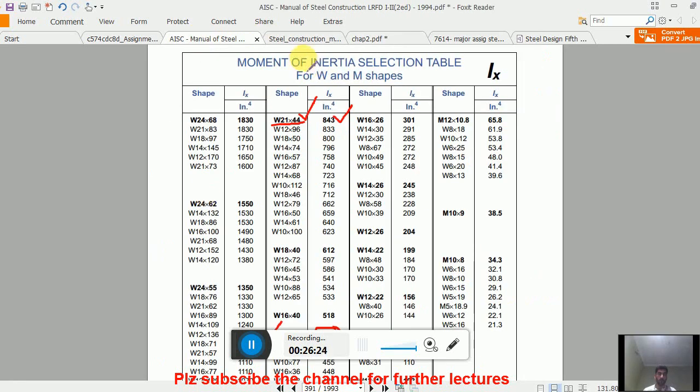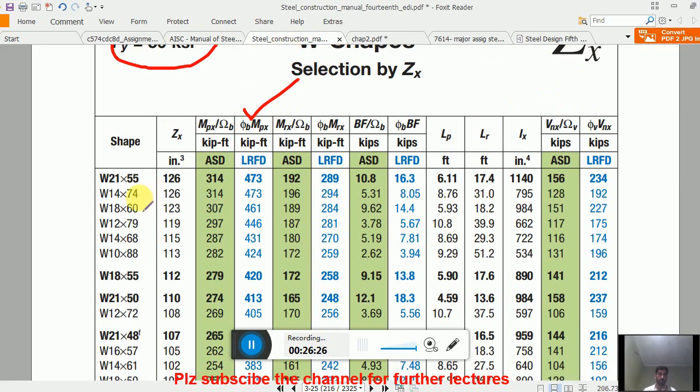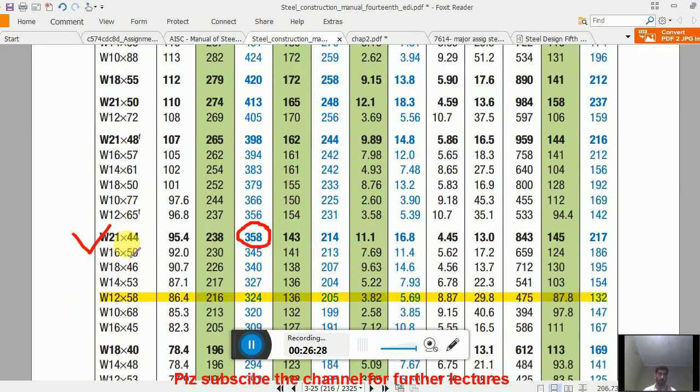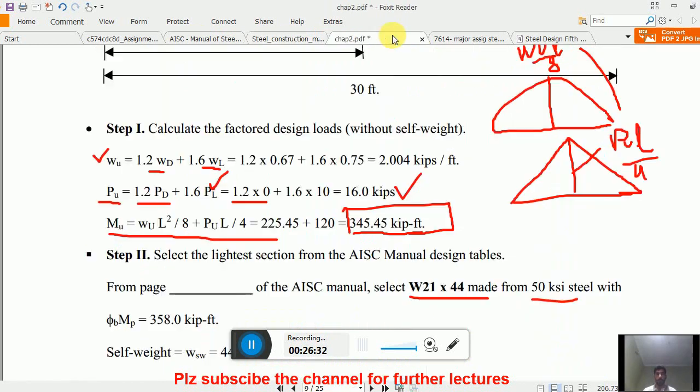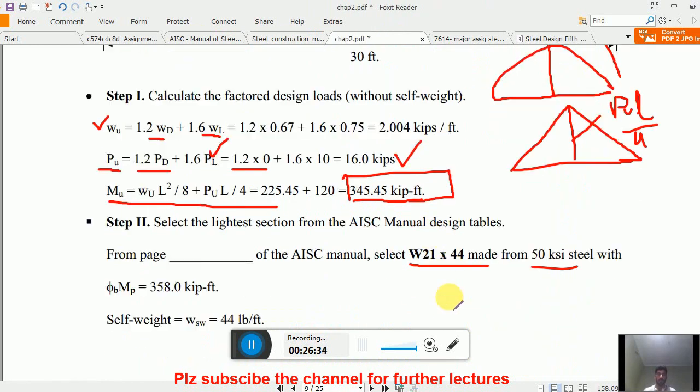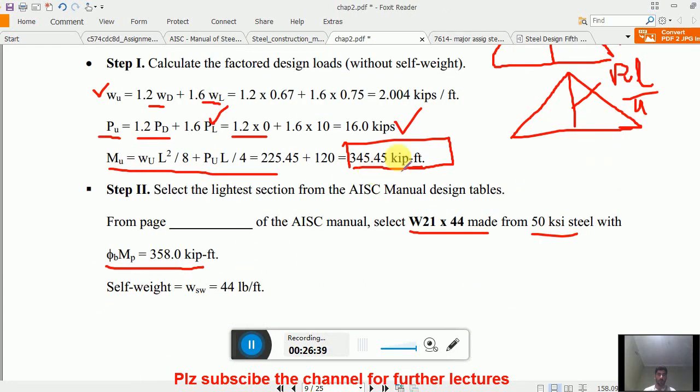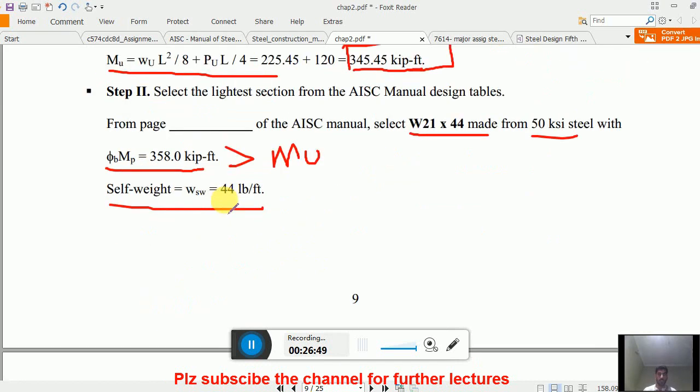W2144, let me check it. W2144, this one, the same section 358. So this section will also work here. And 5E, this is 358. So this is greater than MU. Okay, self weight is this much. Now include this self weight in here and you redesign the question.